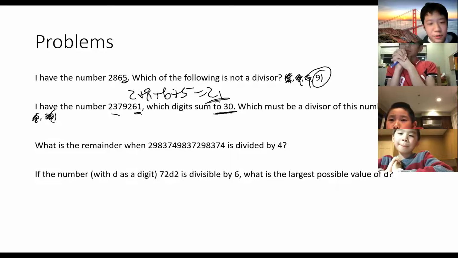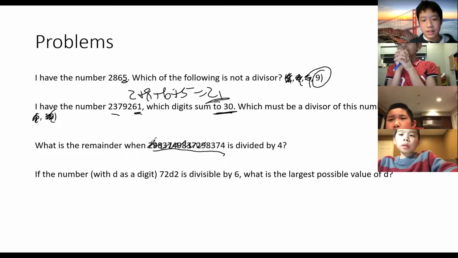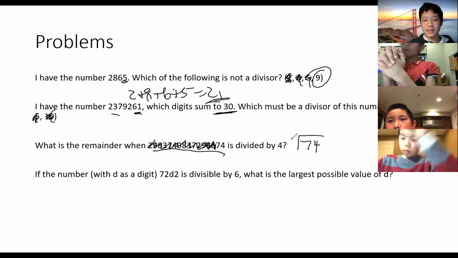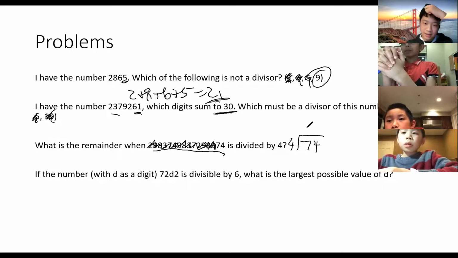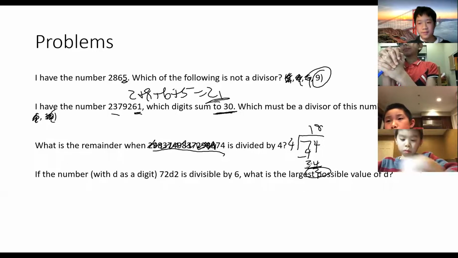Okay? Now, what is the remainder when this whole number is divided by 4? Well, if we look at the 4 rule, all we need to look at are the last 2 digits. We don't even need to care about anything in front. We just do 74 divided by 4, the old-fashioned way. 4 times 18 is 72. Remainder 2. All right?